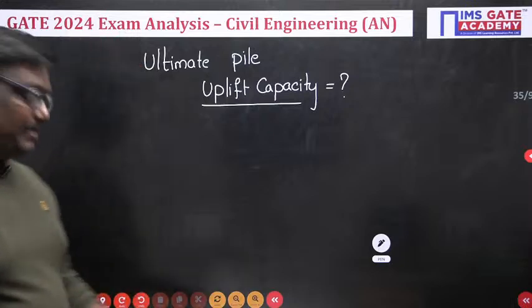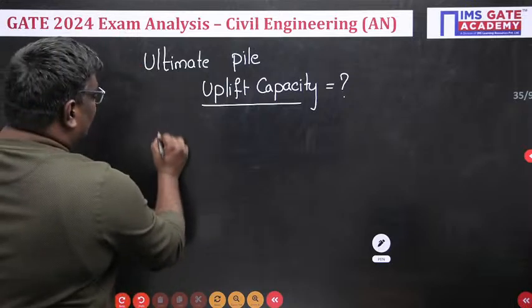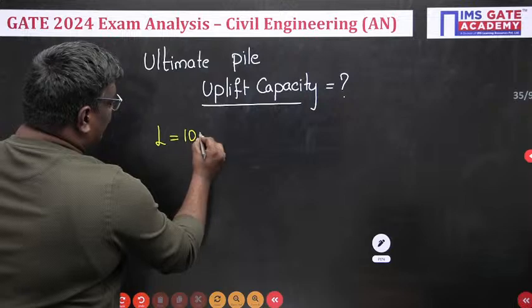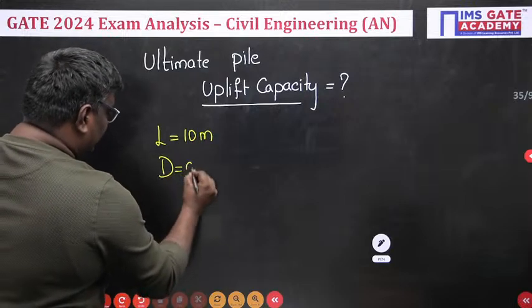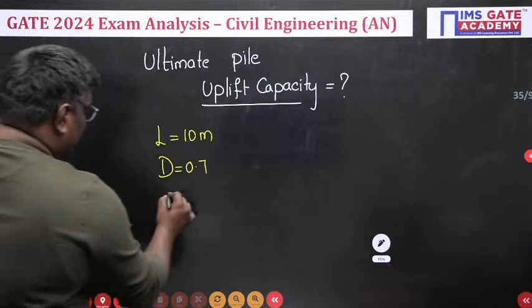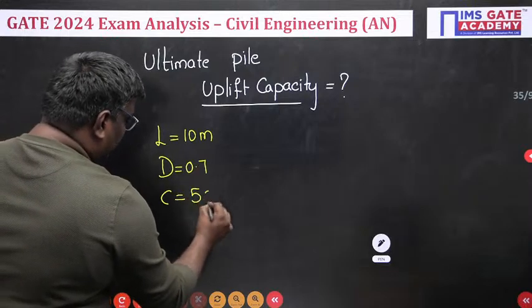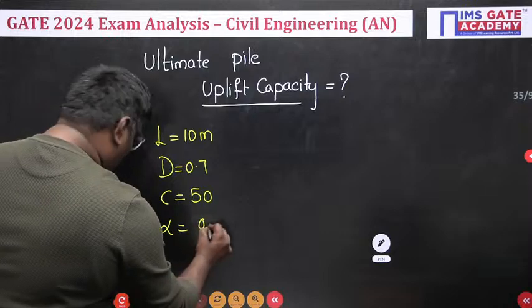See here, the data is given: the length is 10 meter, the diameter is 0.7, the cohesion value is 50 kilonewton per meter square, and alpha is equal to 0.5.